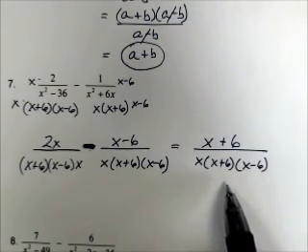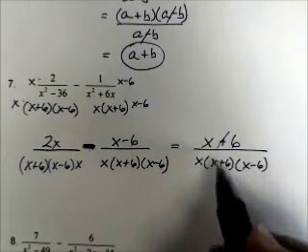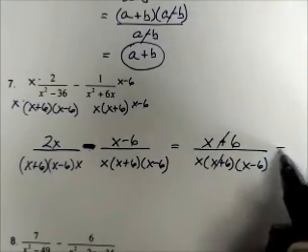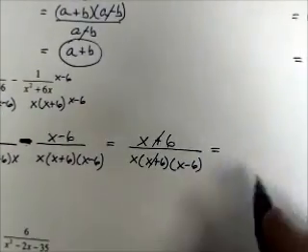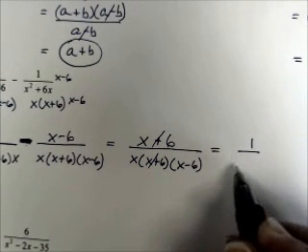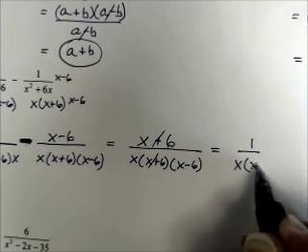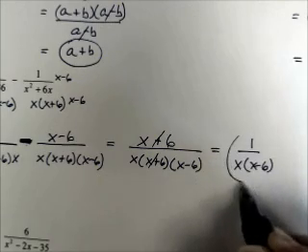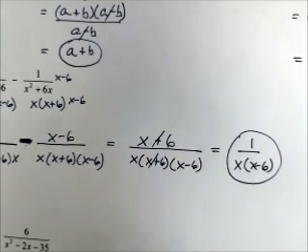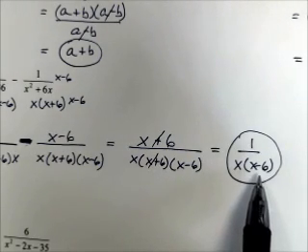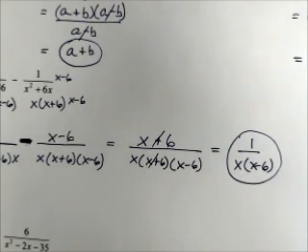Can it be simplified? Yes, the x plus 6 divides out. So we have a final answer of 1 over x times x minus 6. And it's perfectly fine to leave it in factored form. You do not have to distribute the x over the parentheses.